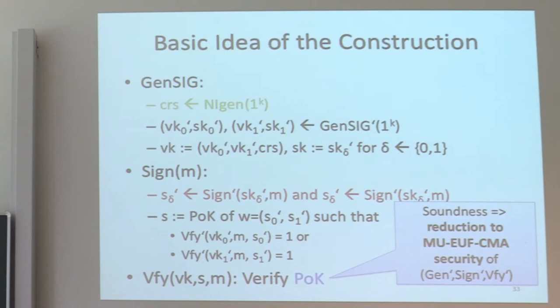Okay, this is the very high-level idea behind this. And as you can see, we know all the time a secret key which looks valid, which is properly distributed, and so on and so on. So we can output it to the adversary in order to simulate the multi-user EUF-CMA security experiment with corruptions.